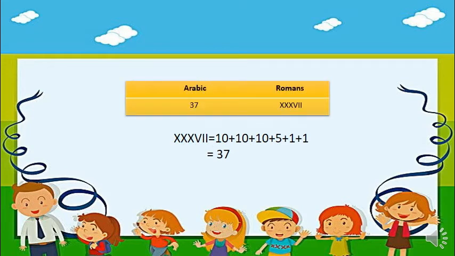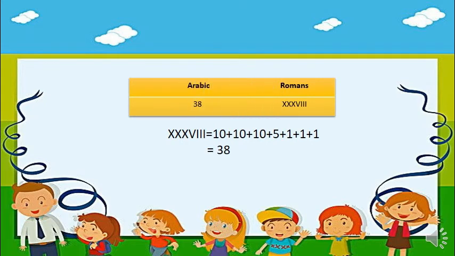Next Arabic number is 37. So 37 is represented by triple X V double I. So X represents 10, V represents 5 and I represents 1 and the given result is 37. Next Arabic number is 38 and the Roman number is triple X V triple I. Add both these values and the answer is 38.